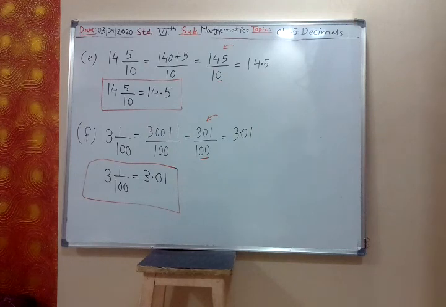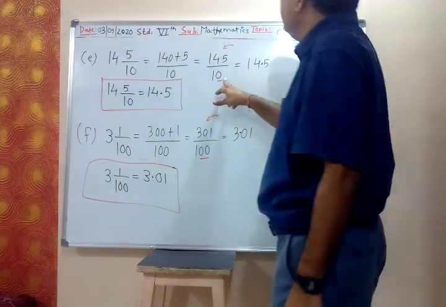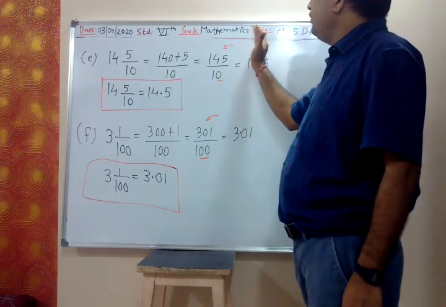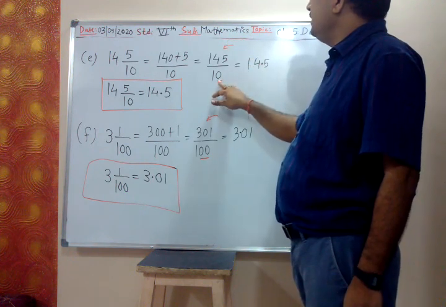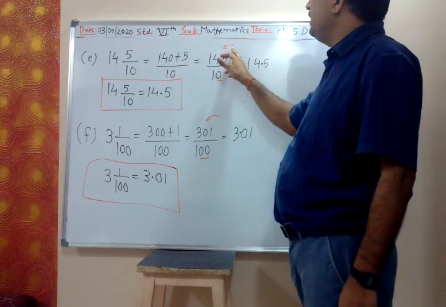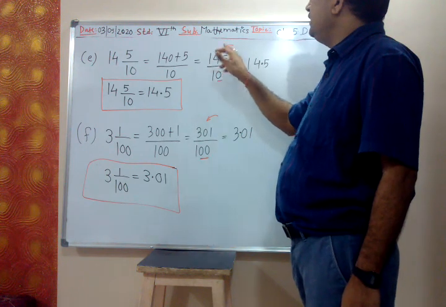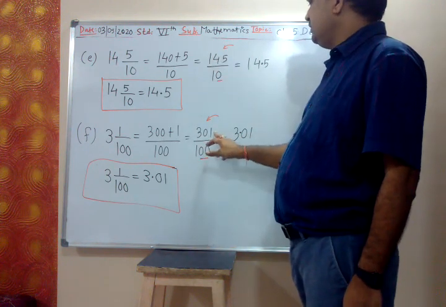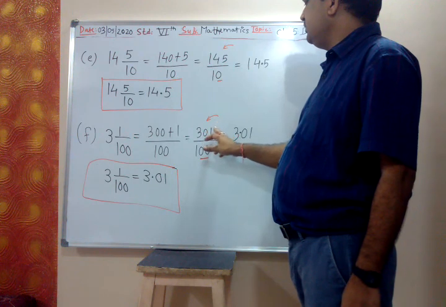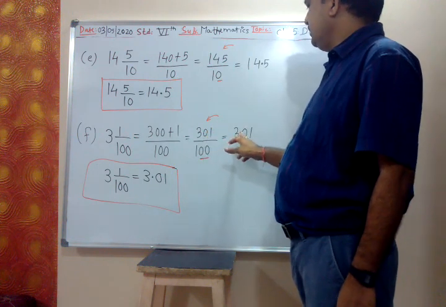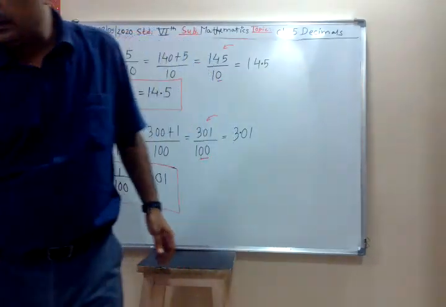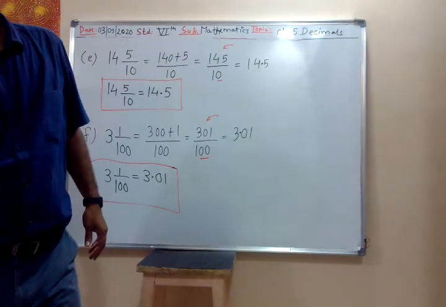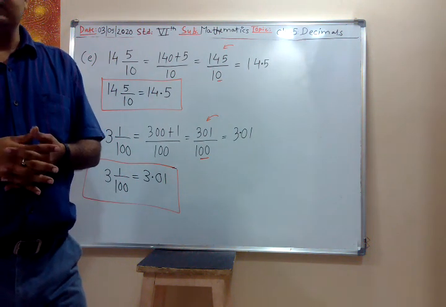we simplify that, and in the denominator, how many zeros are there? We start from right and put the decimal after that number of digits. If there is 1 zero, we start from right and put the decimal after one digit. If there are two zeros, start from right, put the decimal after two digits. 3.01. Yes. So now we stop here. This completes the third one, converting the mixed fraction into decimals.